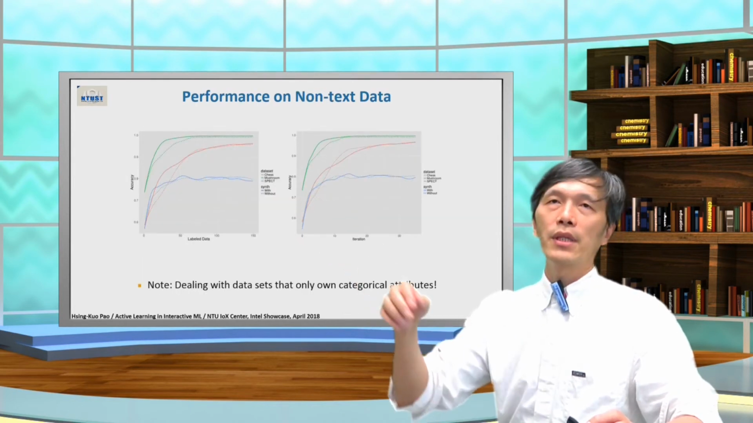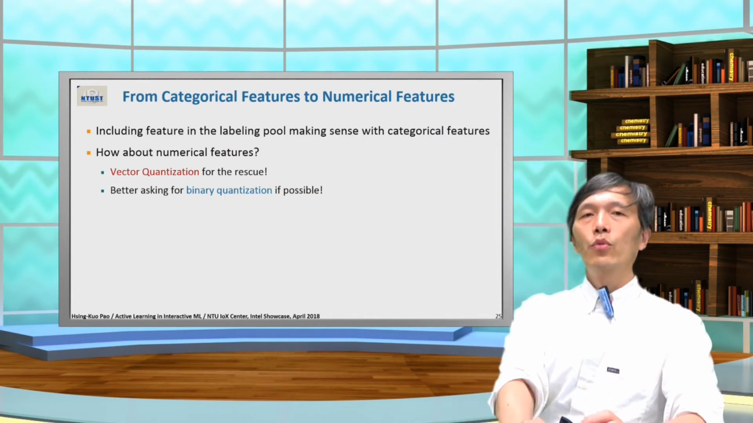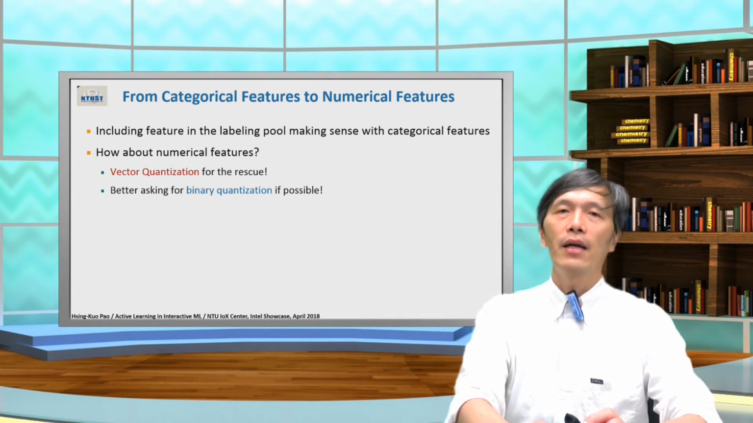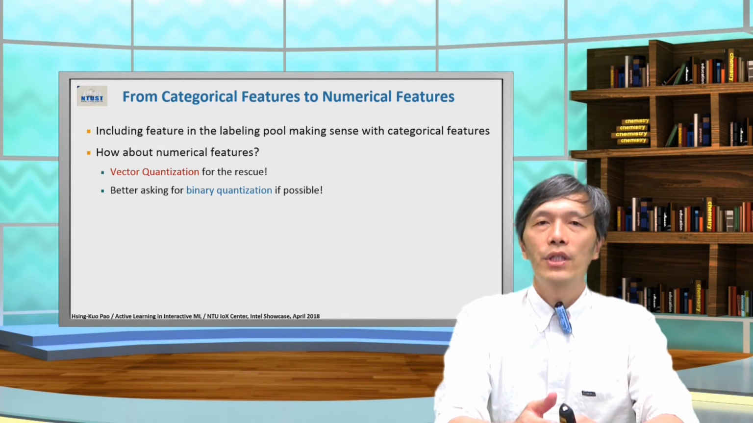And here is the performance on the non-text data. As you can see, we also have a clear gap in between when we include the feature labeling and when we don't. Up to now, we have talked about how we can analyze the text data and the non-text data. For non-text data with categorical features, we can use the same active learning framework to deal with it.